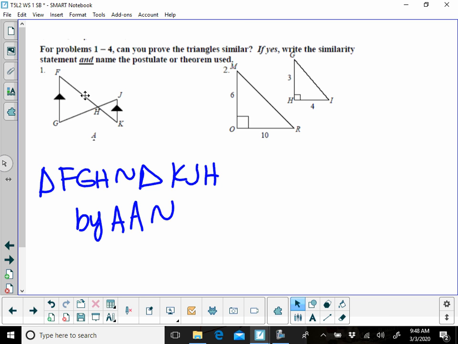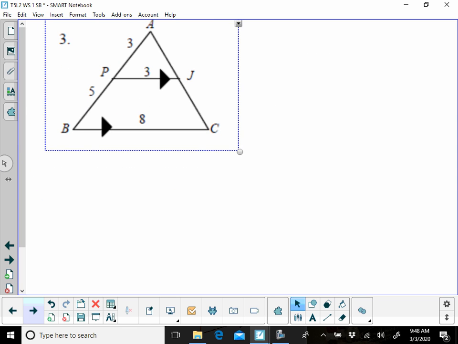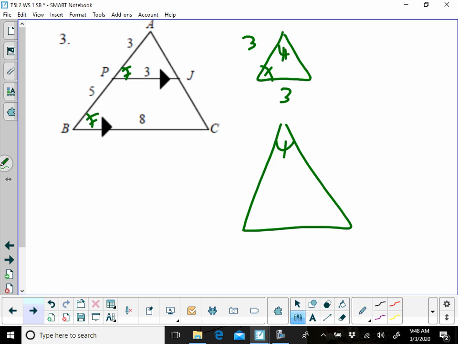All right, number two. Actually, let's jump to number three. You've got the parallel lines here, so we know that this angle is congruent to this angle. You do know that angle A is going to be congruent to itself. So again, you're breaking these apart into two different triangles. Now this whole side over here is going to be 5 plus 3, which is going to give me 8 and 8.